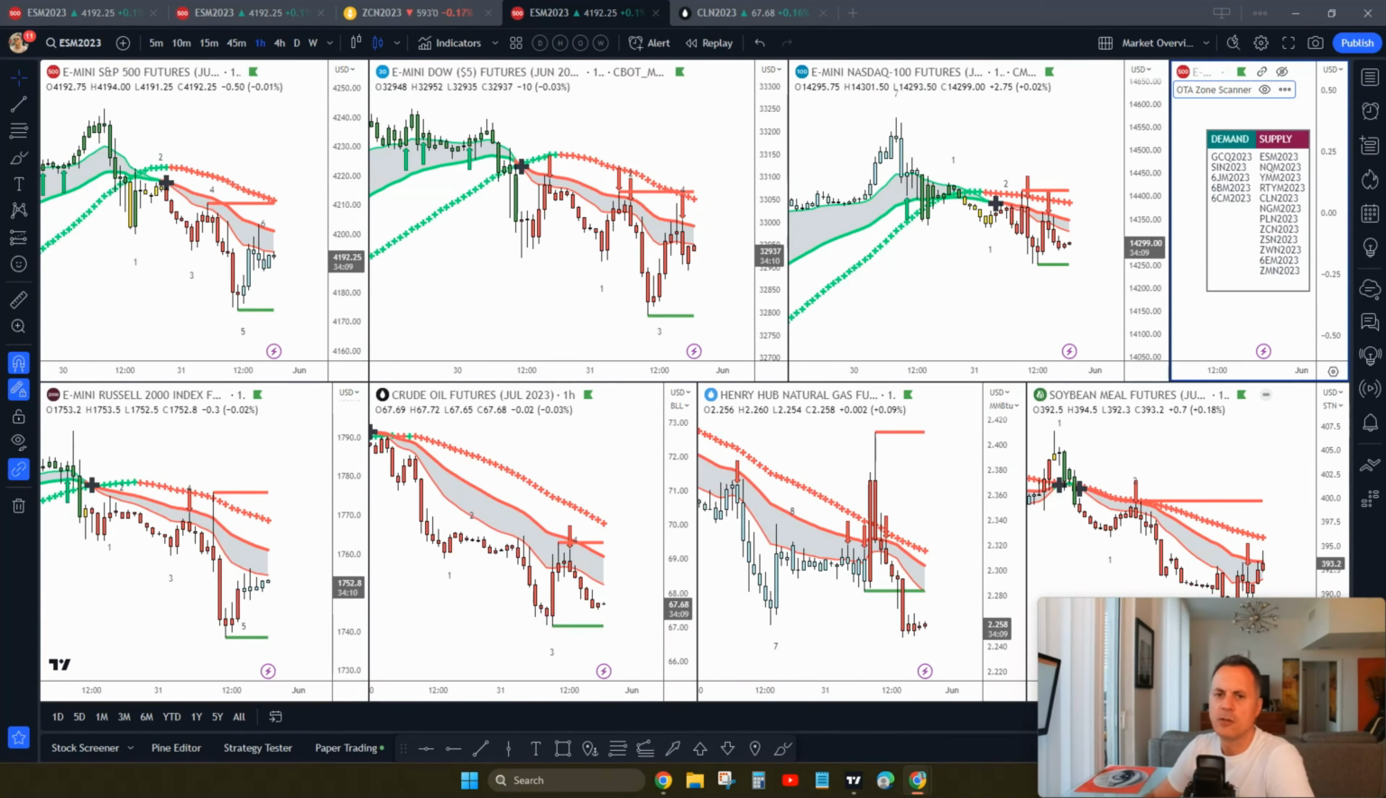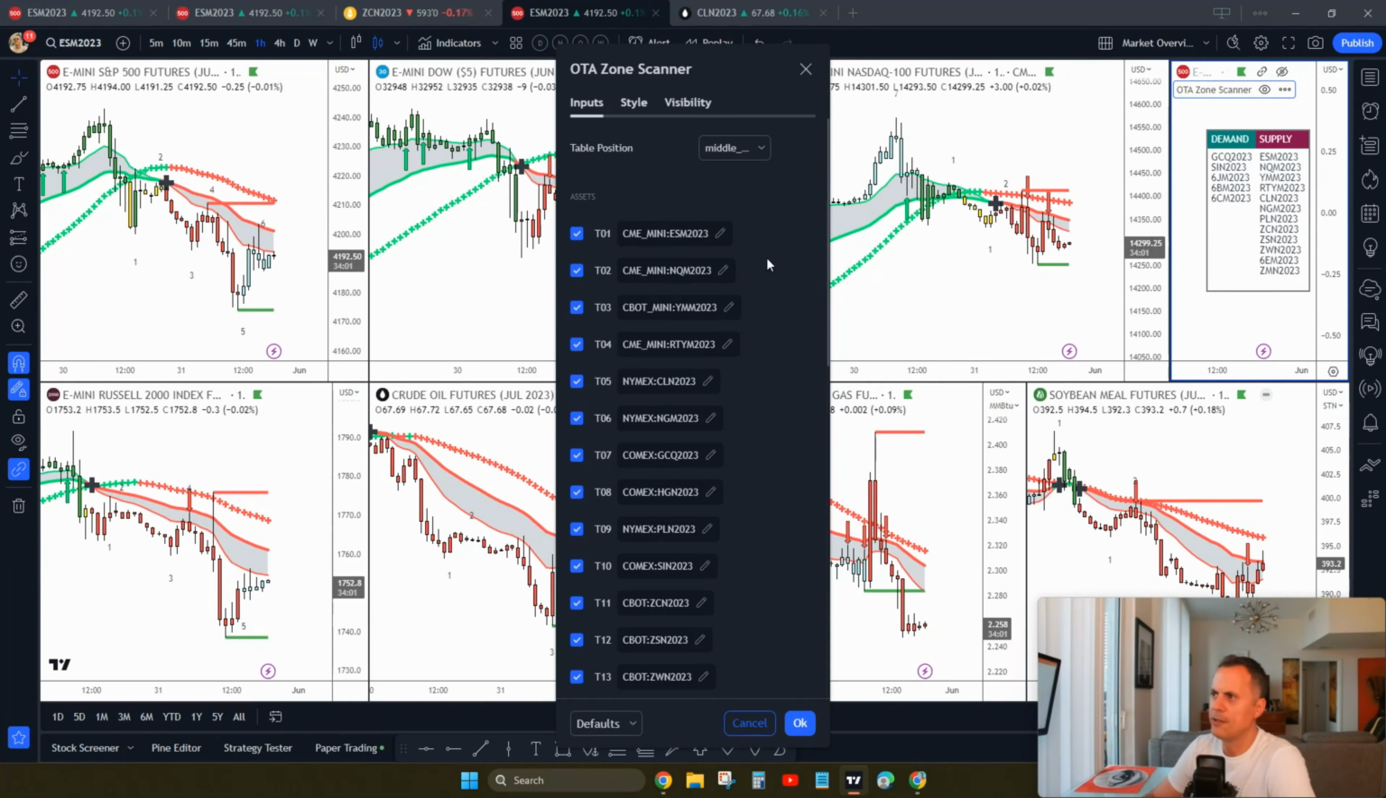The first thing we're going to do is go over to your OTA supply and demand zone scanner. Double click onto the scanner. Make sure you have all of the contracts updated: ESM, NQM, all the indexes, the energies and metals, and so on. Just take a screenshot of that or pause the video. Today, gold switched over to the Q contract, GCQ 2023. So that's the August contract. That's also the contract that is trading on NinjaTrader as well.